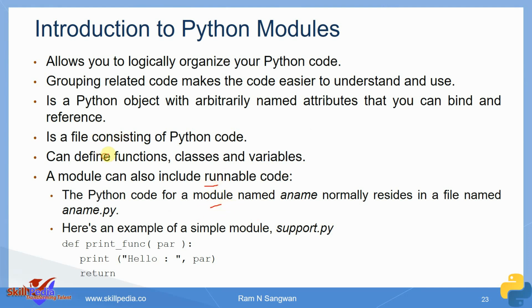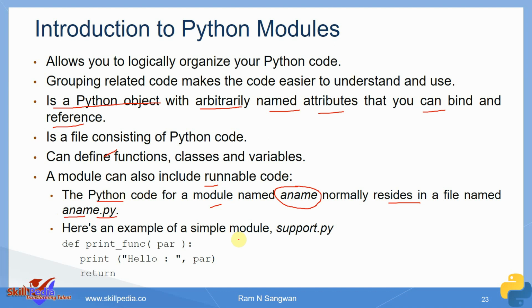A Python module is a Python object with arbitrarily named attributes that you can bind and reference. It is a file consisting of Python code. You can define functions, classes and variables inside a module. For a module, let's say the name you want to specify as a name normally resides in the file with the name aname.py.